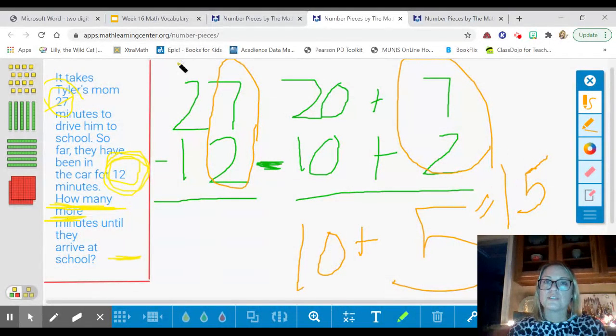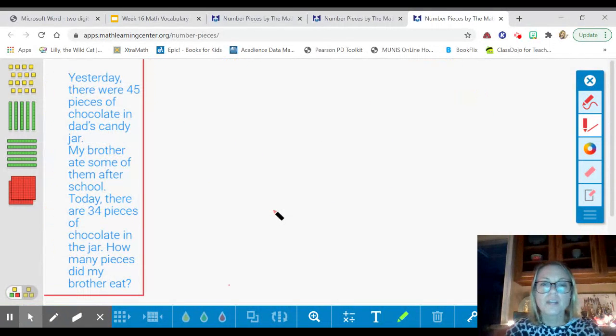Okay, so you can use your base 10 blocks, you can use your expanded form. Okay, one more problem today, boys and girls. And this time I'm going to give you a chance to work on this one by yourself. I'm going to read it, and then I want you to pause the video and try to solve the problem. After you solve it, turn the video back on, hit play again, and we'll talk about it, boys and girls.